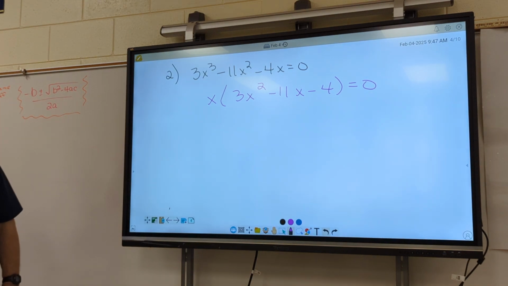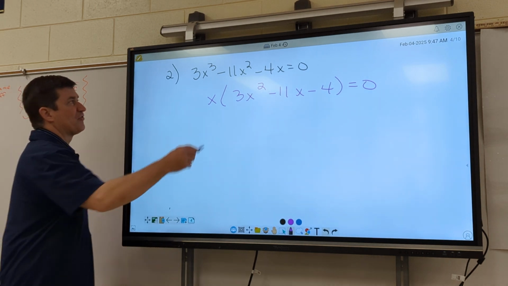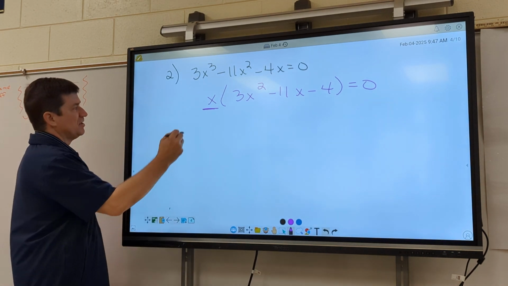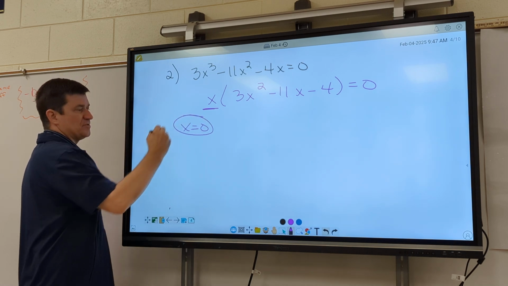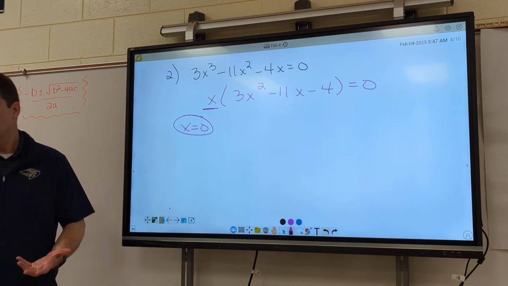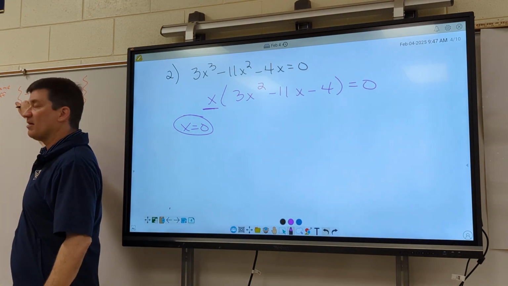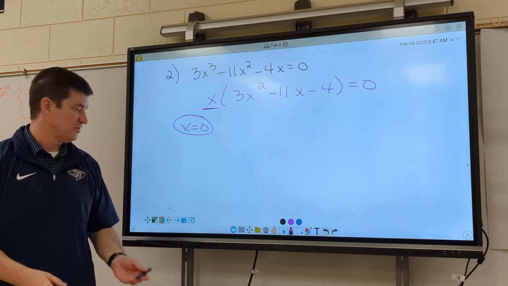Okay, how many answers do we have to find on this problem? 3. Got to find 3. Our first answer for this x is going to be what, Zane? X equals 0. X equals 0. That's how you get that extra answer. The rest of it, you take your A, your B, your C, plug it into quadratic formula to find your second and third answer. Go.